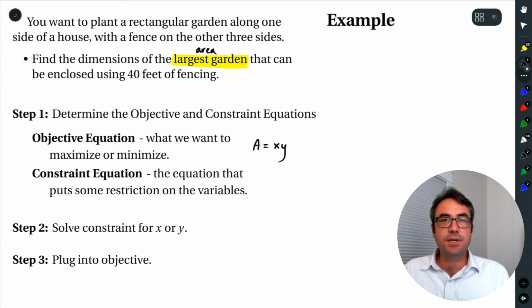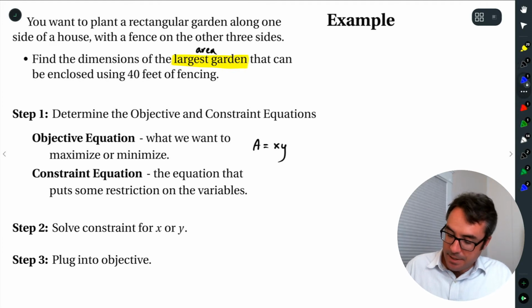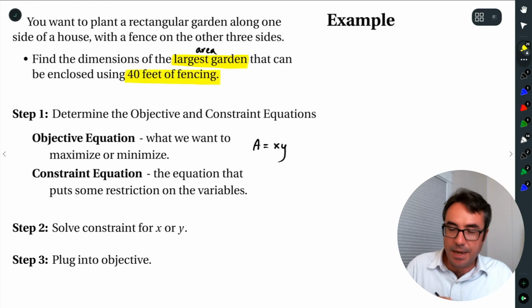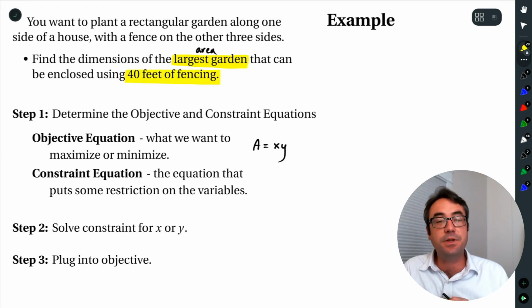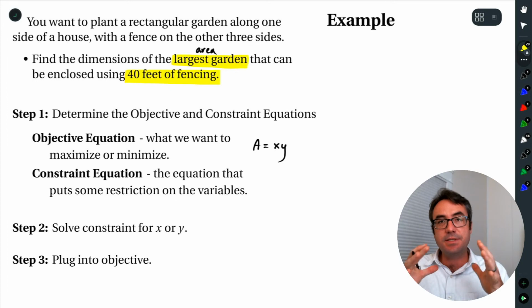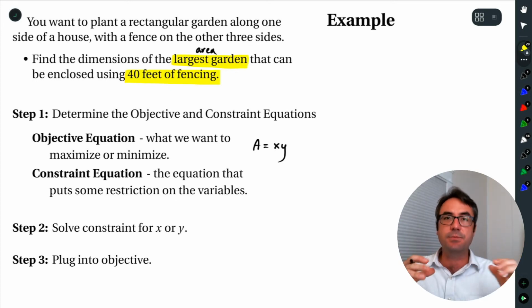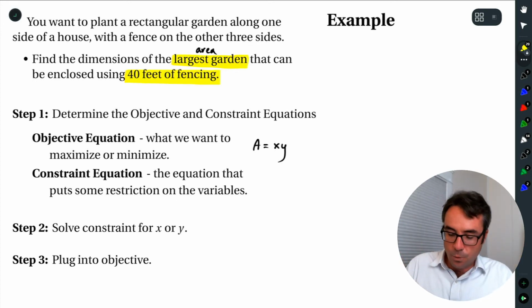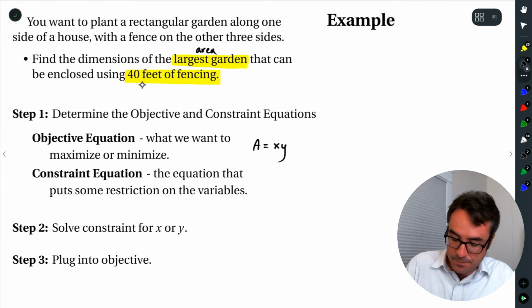All right, so what's the constraint? Well, the constraint comes down to how much fencing we have to work with. We only have 40 feet of fencing. So that kind of limits us. That puts some restriction, some constraint, onto what we can do. So we're in some way limited by this.